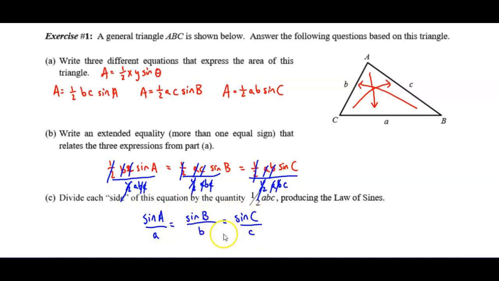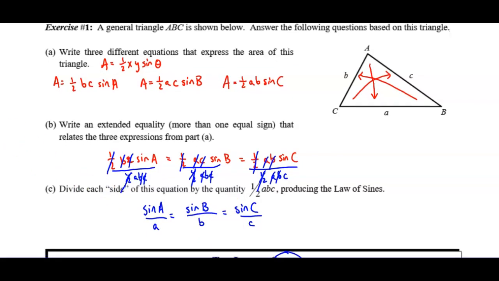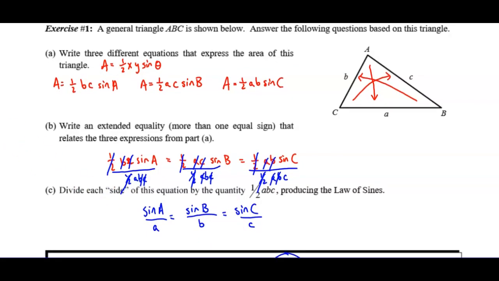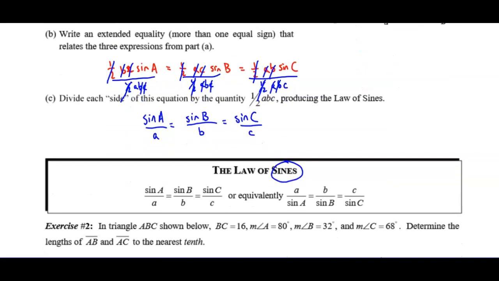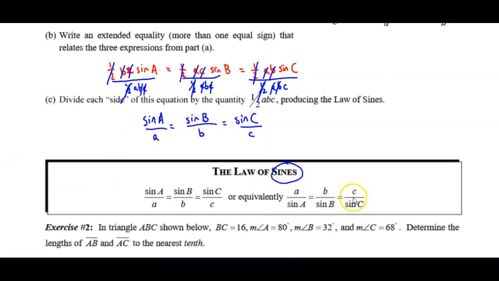Any two of these ratios can be used together, and that's the law of sines. Sine of an angle in a triangle is divided by its opposite side, and that ratio is equal to the sine of any other angle divided by its opposite side. You could also put the side lengths on top, but typically you will see it with the sines of the angles on the top and then the side lengths on the bottom.